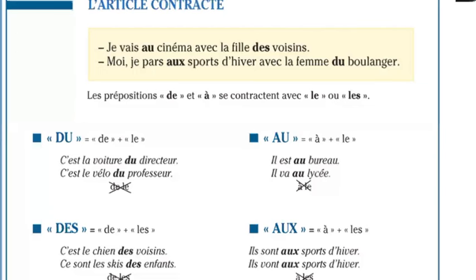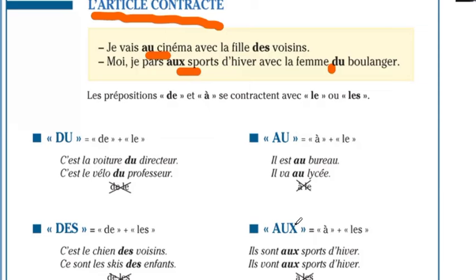So you have article contracté here. Now from the name, there is a contraction. We have je vais au cinéma. I'm going to the cinema avec la fille des voisins. Moi, je pars au sport d'hiver avec la femme du boulanger. Du boulanger. Au sport. Au cinéma. Take note. For you to have this kind of construction, to the, of the, that's what I'm trying to say here. You need two things.